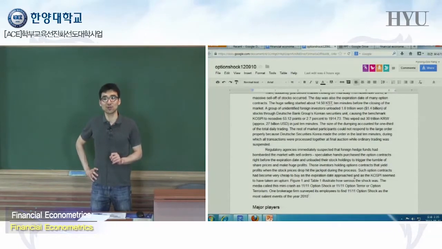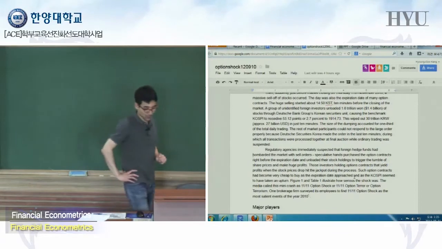At the expiration date, there is no difference between American and European options. It doesn't matter.